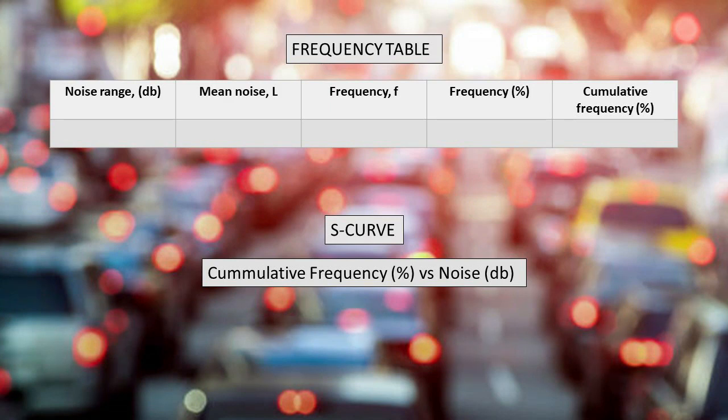After this, we need to plot the S-curve, which is basically frequency percentage versus noise. Since we already obtained the L10, plot the L10 onto the S-curve in order to get the cumulative frequency percentage at L10. This is important to analyze whether the noise at the location will contribute to noise pollution or not.